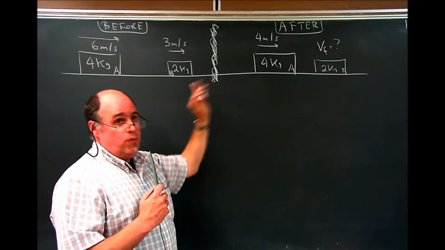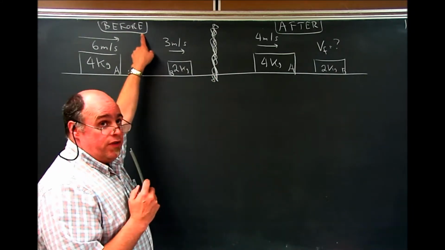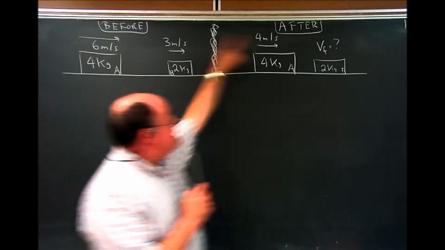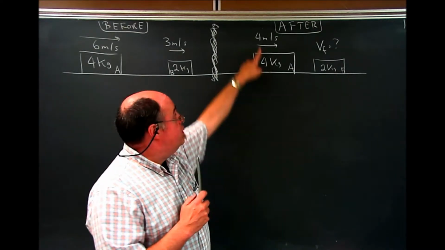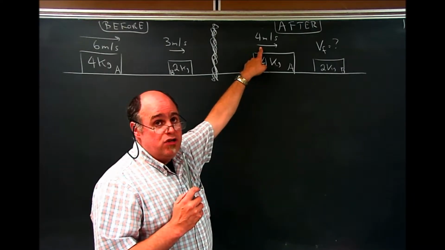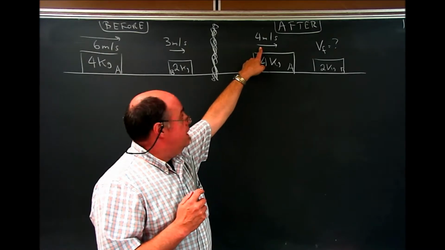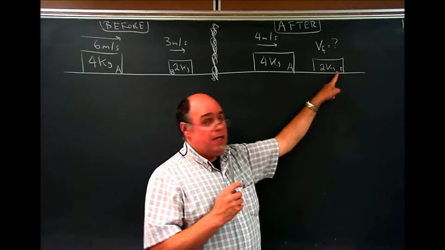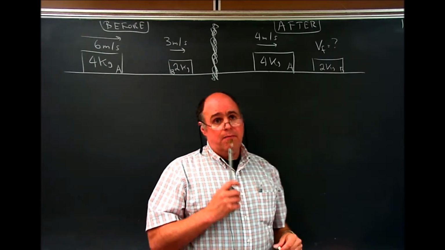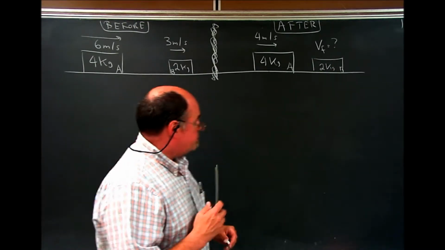We can't actually see what happens. This is immediately before the collision. Now what's going to happen immediately after the collision? Well, we were told that block A will be still moving to the right, but it's going to be reduced. Its speed's going to be down to 4 meters per second. And the question is, what happens to block B? What's the speed of block B after the collision?